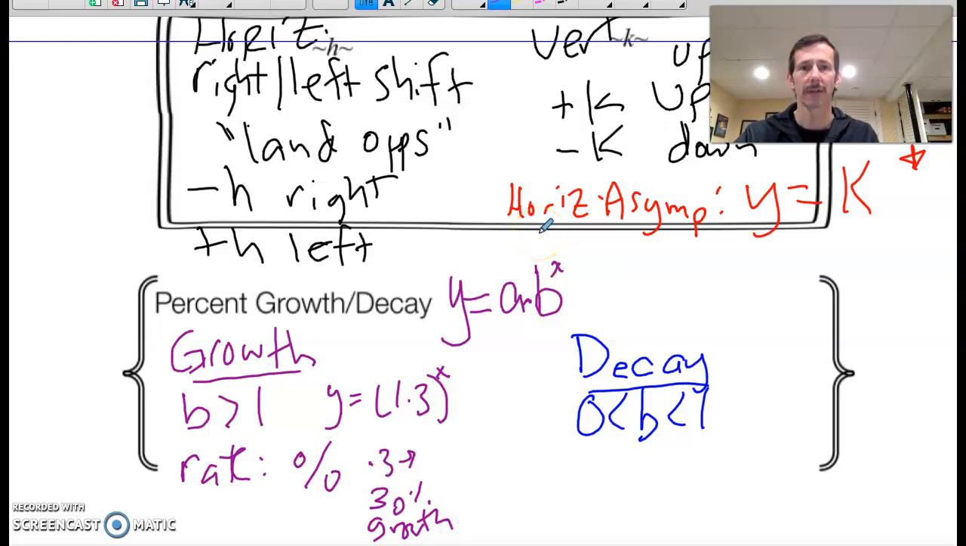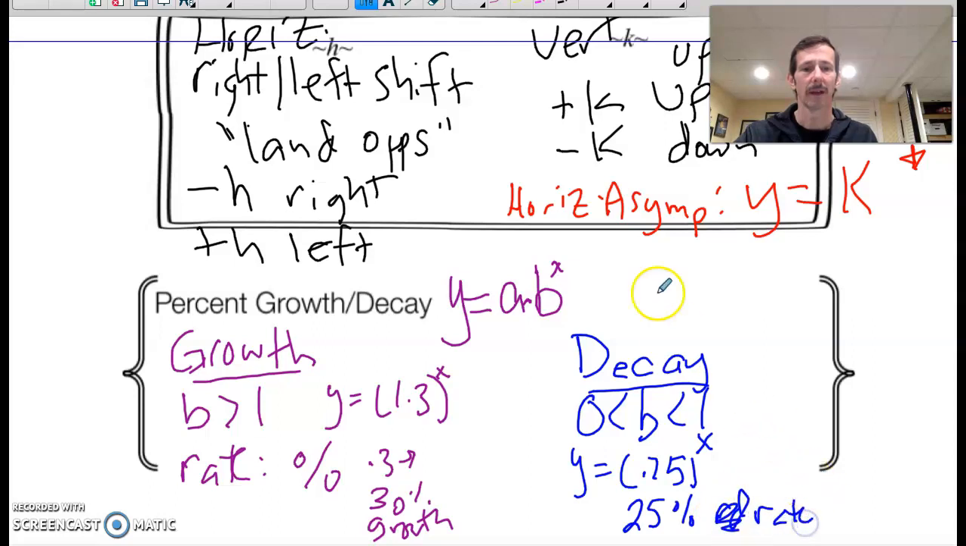And in contrast, if I had something like y equals 0.75 to the x, notice that this 0.75 is between 0 and 1. That means this automatically I know is decay. And the decay rate would be 25% rate of decay. Whoops. And we're getting that because decay means it's getting less. It's going down like this.